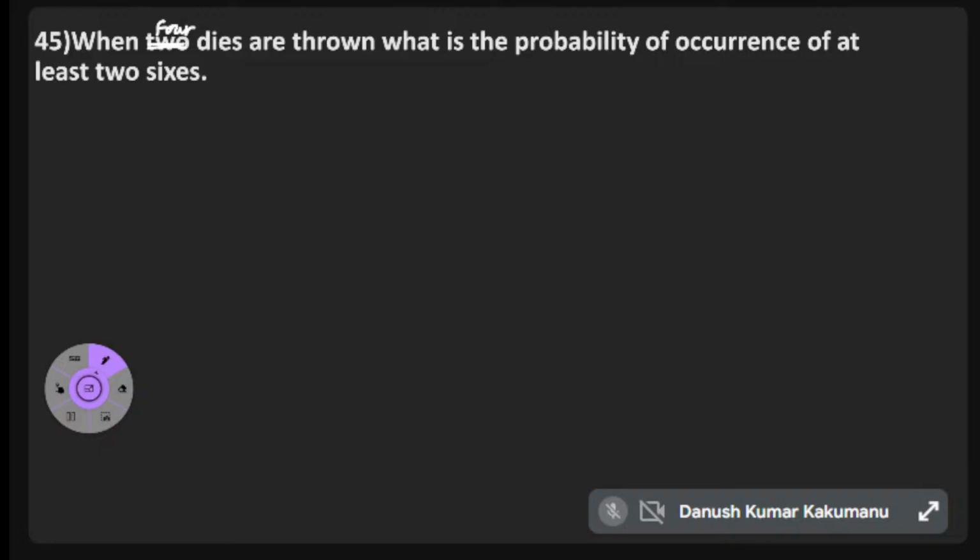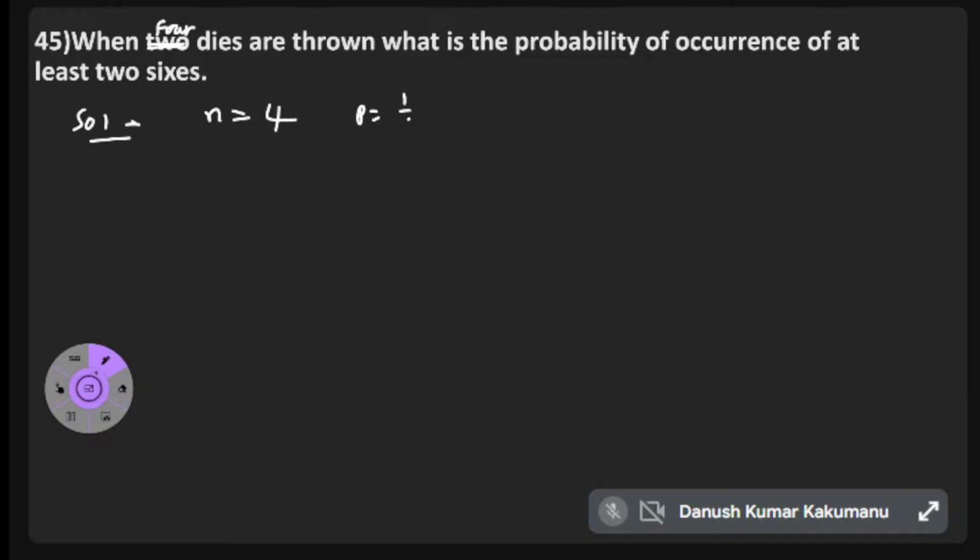What the question is asking: when four dice are thrown, what is the probability of occurrence of at least two sixes? What is the end value here? Four. The end value is four. And two sixes, he is discussing about sixes. What is the probability of the six?